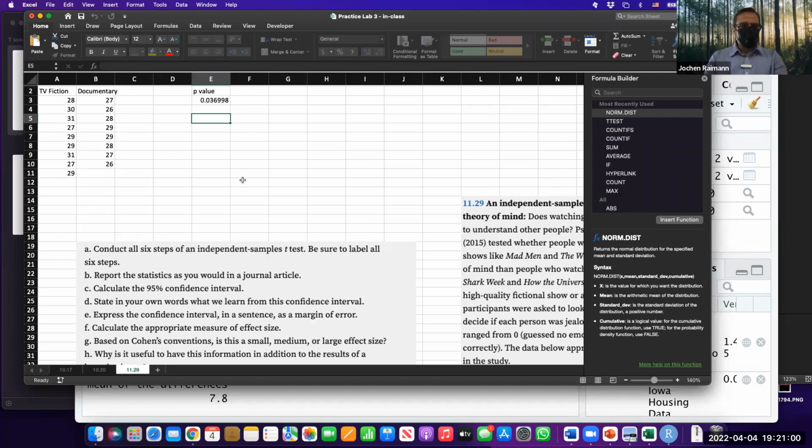Okay, let's get this one out. Let's do this now. Okay, so this is the p-value.